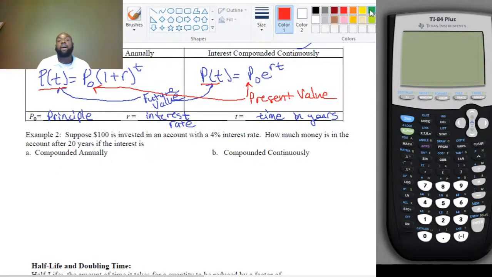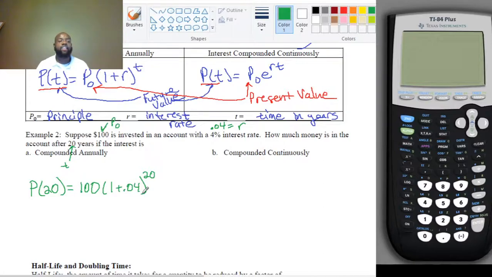Well, when interest is compounded annually, first of all, let's identify what we're given. This is our P sub 0, our P naught. This 0.04 would be our R, and then this 20 would be our T, right? And so if I want to know how much is going to be in my account after 20 years, I replace T in my formula with 20, P naught with 100, R with 0.04 because it's 4%. And again, that T is replaced by 20, right?